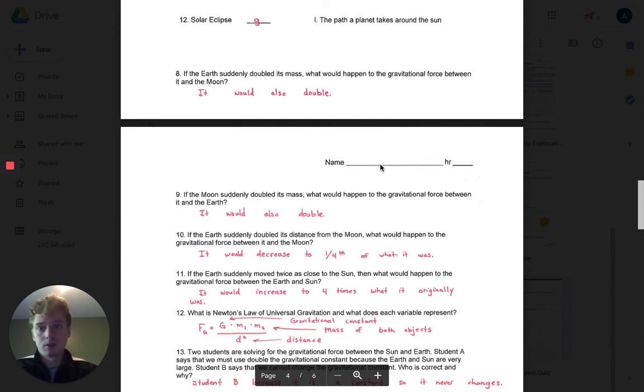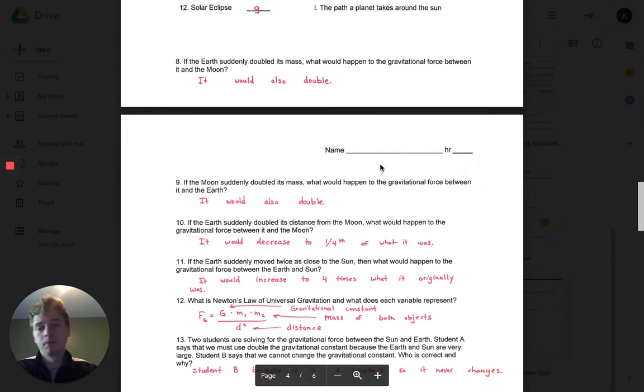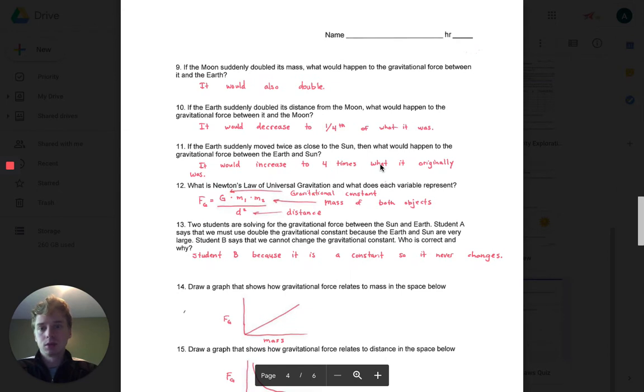Number 8, if the Earth suddenly doubled its mass, what would happen to the gravitational force between it and the moon? That would also double. We're not changing the distance, and we're not changing the mass of the moon. So we are just changing the mass of the Earth, and in this case we double it, so we double the force of gravity.